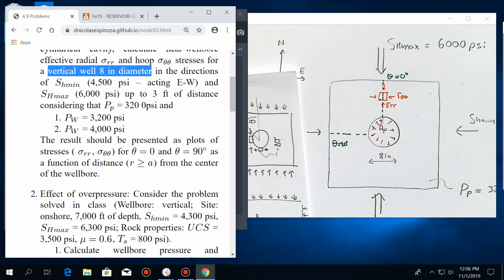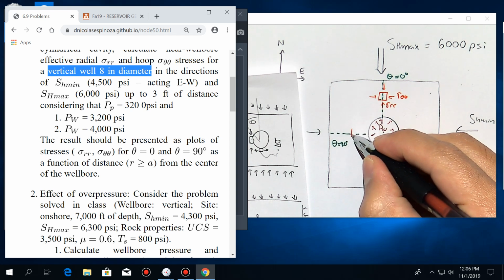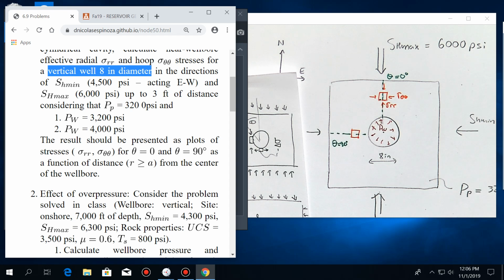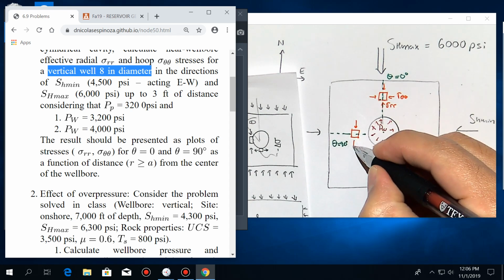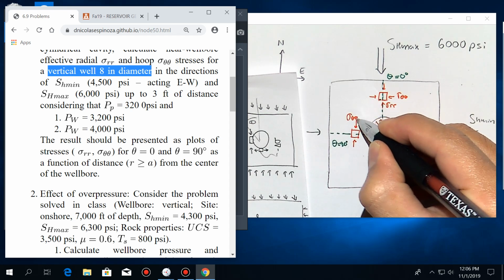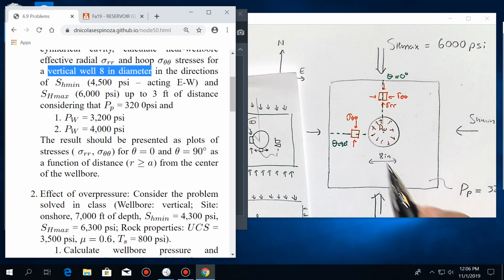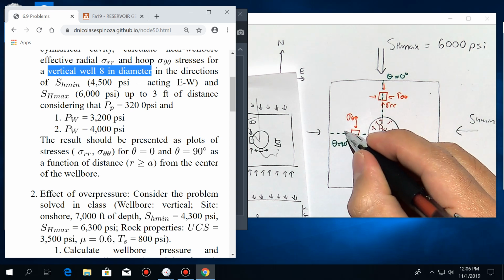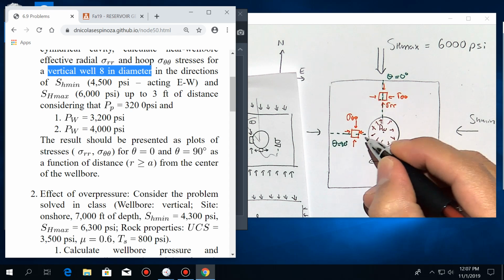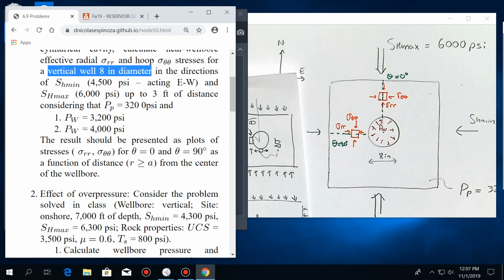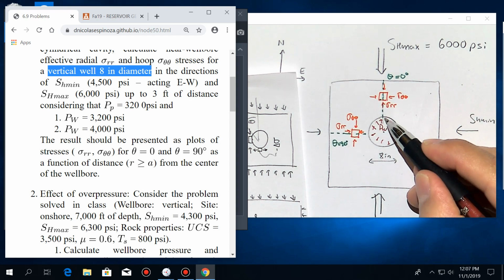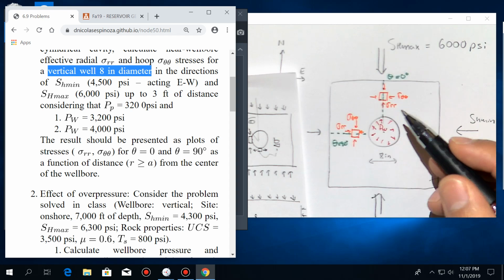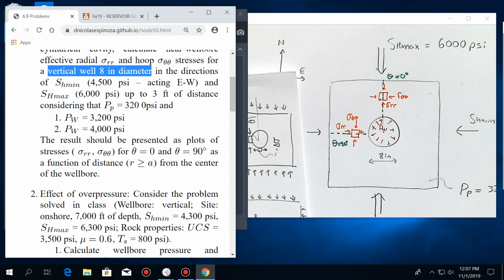And notice that when you have a rotation of the angle, now the theta points in another direction. It's the opposite. Now theta is in direction north-south, and RR is in direction east-west. So along these two lines, from 4 inches to 3 feet, you're going to have to plot what is sigma RR and sigma theta theta.